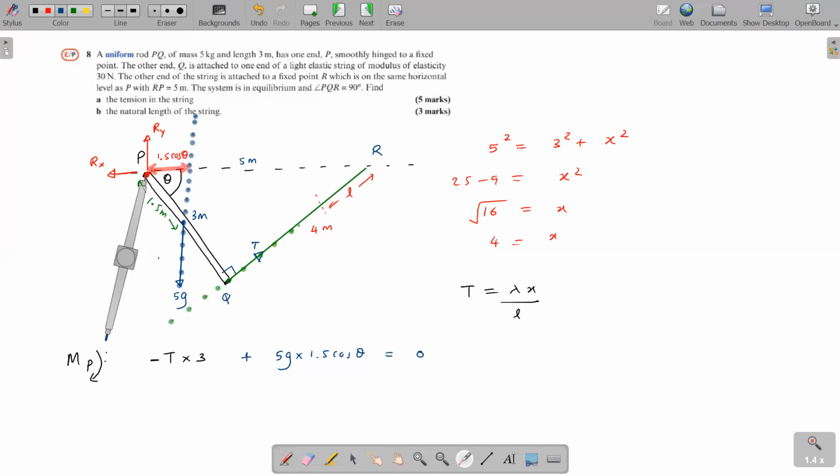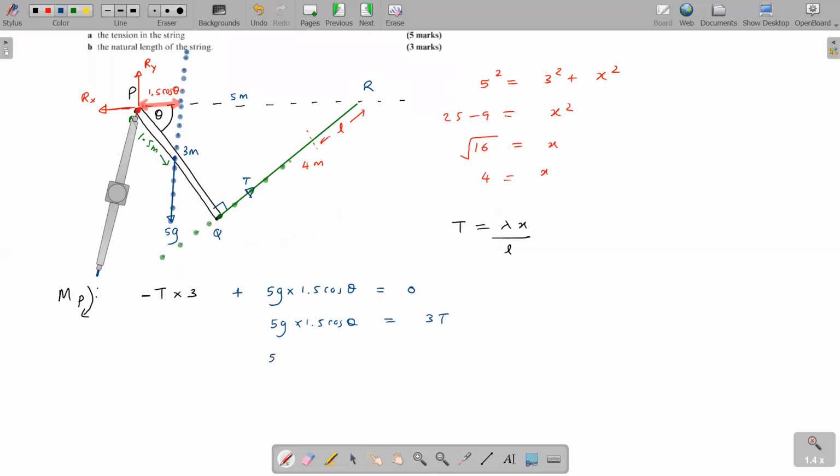Now what you have to do? Make T the subject and immediately you have the tension. So let's get the answer here. What do we get? 5G into 1.5 cos theta equals 3T. Guys, do I know the cos theta value? Is it possible for me to get the cos theta value here? You do realize I have a right angle triangle. Cos theta is adjacent over hypotenuse. Who is the adjacent for this theta? This is theta. This 4 meter is the opposite. So this 3 will be the adjacent and hypotenuse is 5.